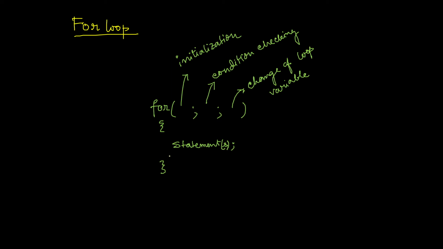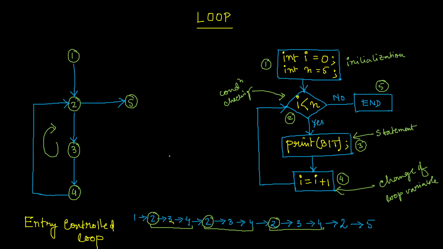And how this for loop executes, I hope you can now easily realize, because you already have an idea about the execution of an entry control loop. It will follow the same way.